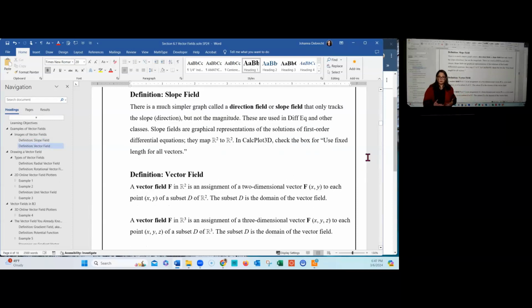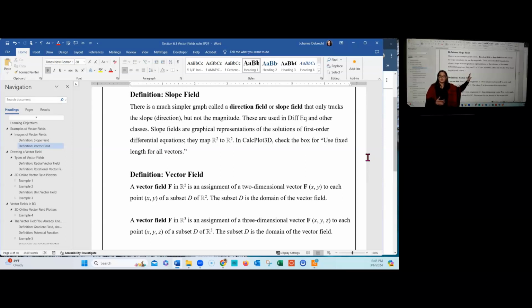There is a simpler type of vector field called a slope field or direction field. In a slope field or direction field, we don't use the length of the vector, we simply use the direction of the vector. In a slope field or a direction field, all the vectors have the same length. If they're all length 1, we call it a unit vector field.